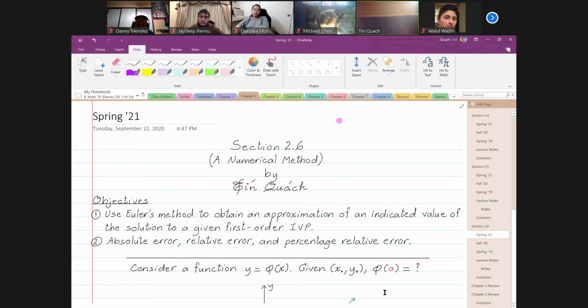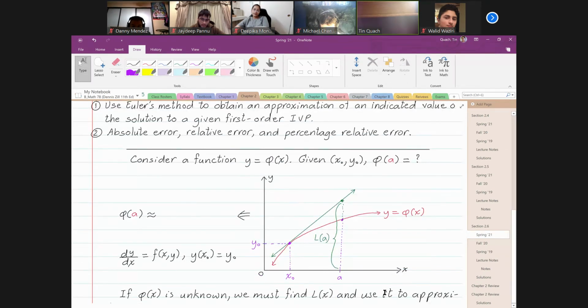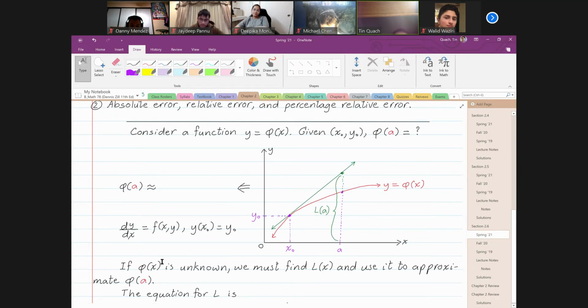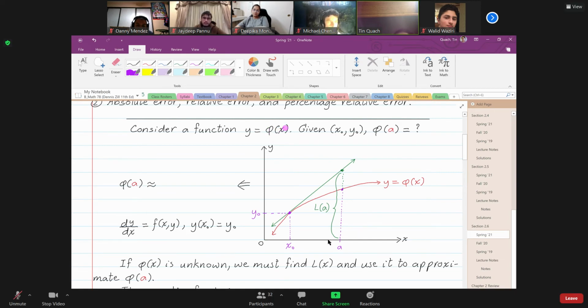All right, so let me give you a brief overview of what it is all about, okay? So let's say you have a differential equation and an initial condition, okay? Let's say it is solvable. So you're gonna solve this equation, okay? Then that particular solution is phi of x. So let's say phi of x is the solution of this differential equation, all right?